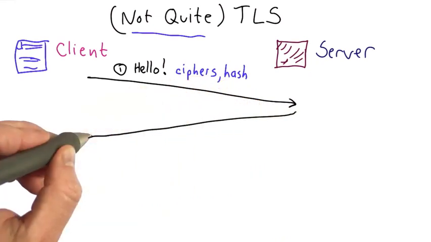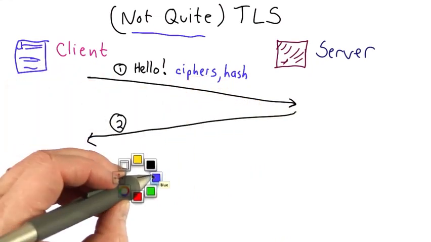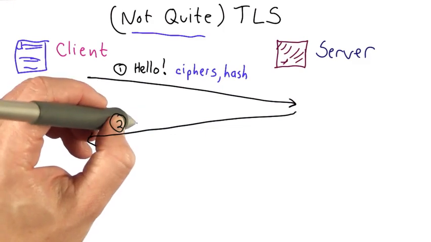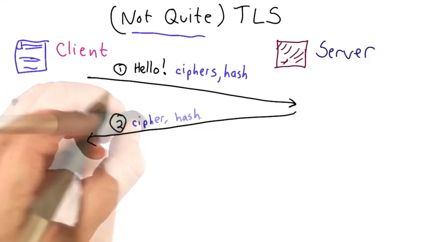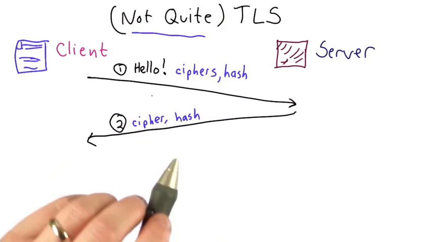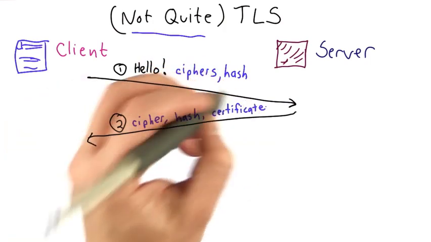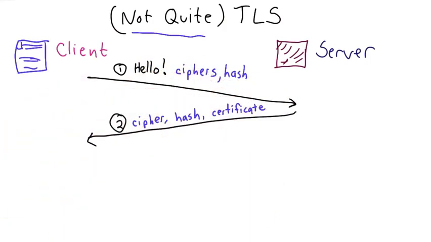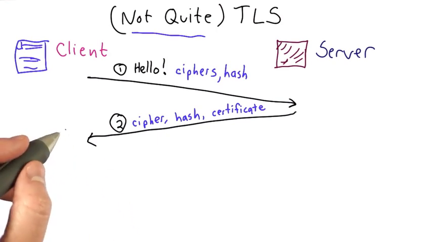In the second step, the server responds. That response includes several things. It will pick the cipher and the hash function to use. Those will be selected from the list that the client sent based on the ones the server can use. And it should pick the strongest ones that are acceptable to both. It also sends a certificate. And that certificate is something that gives the public key of the server to the client in a way that the client can trust it.